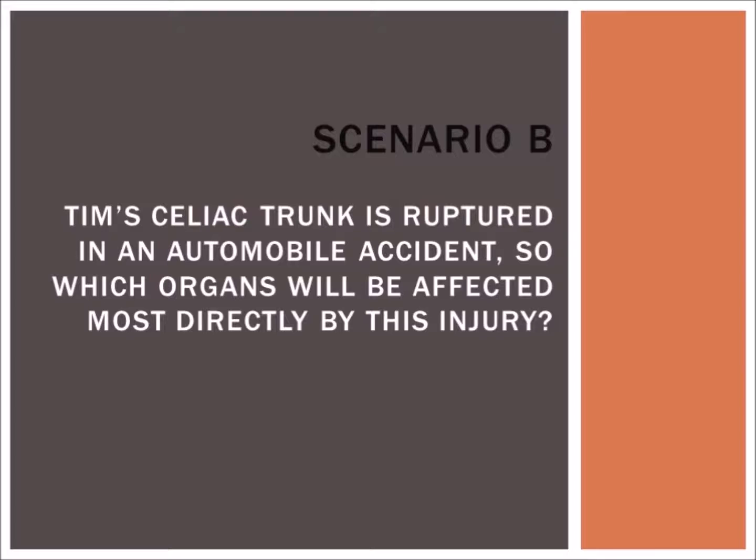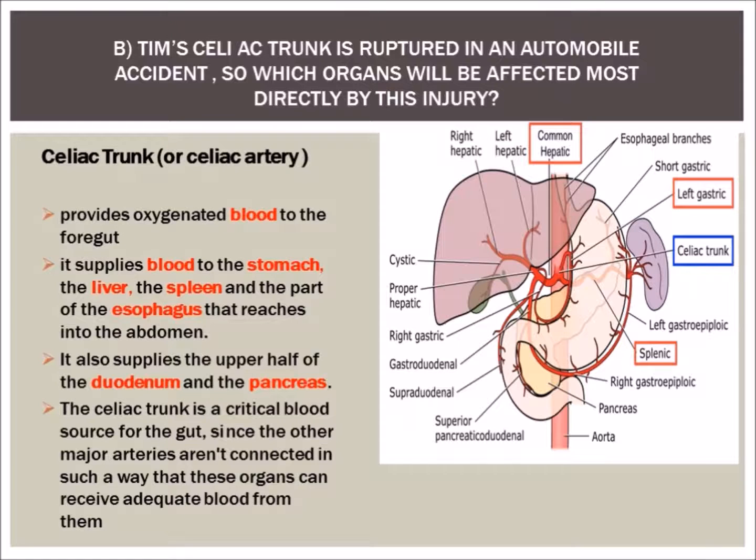Now, let's discuss scenario B. Tim's celiac trunk is ruptured in an automobile accident, so which organs will be affected most directly by this injury? What is the celiac trunk? The celiac trunk is actually an artery which provides oxygenated blood to the foregut.